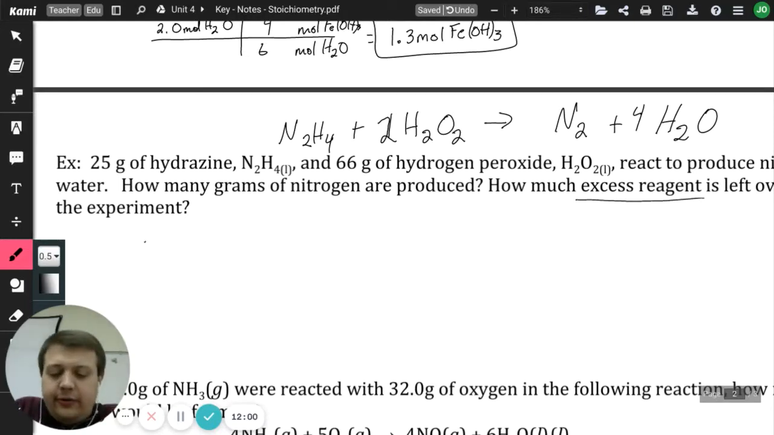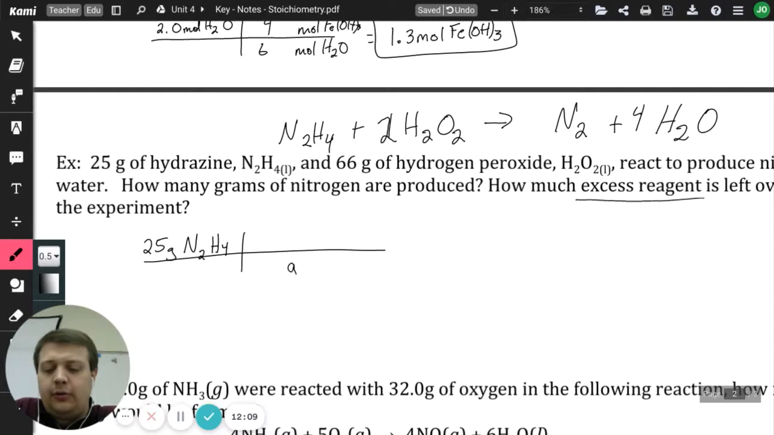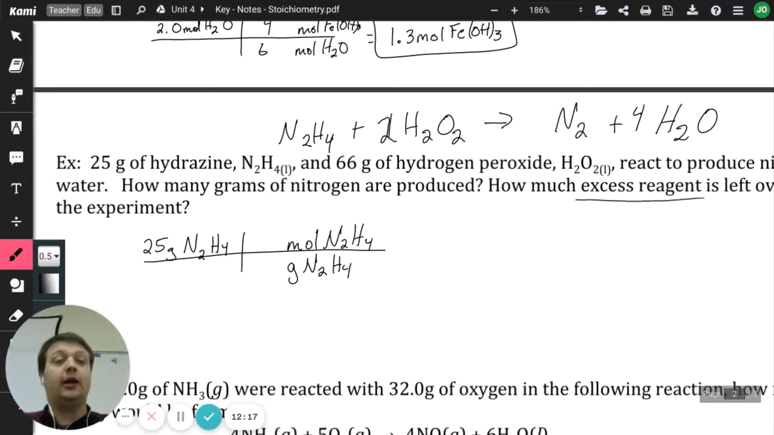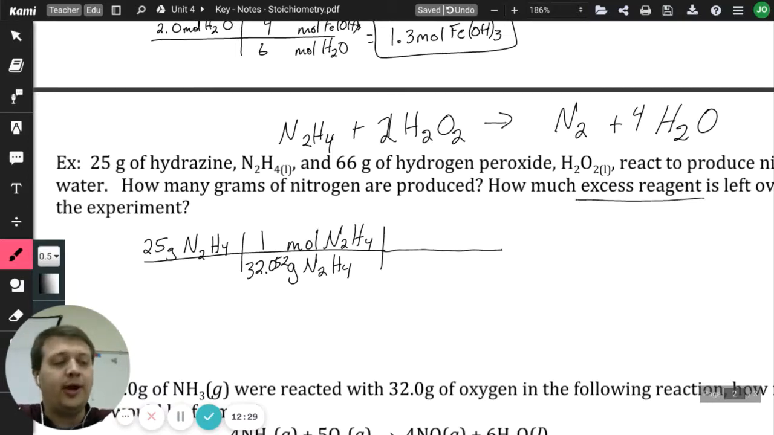So I have 25 grams of hydrazine, N2H4. I'm going to go from grams of hydrazine into moles of hydrazine. Again, we need to go into moles because moles is the only thing that I can use to go from one substance to another. So there is 32.052 grams of hydrazine for every 1 mole. That would be my molar mass.